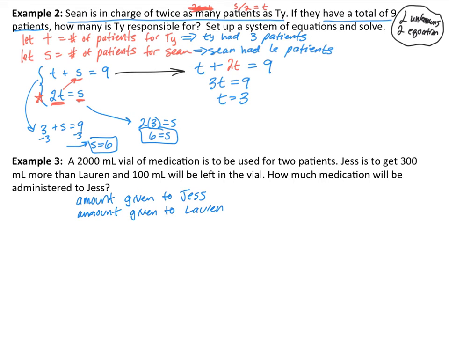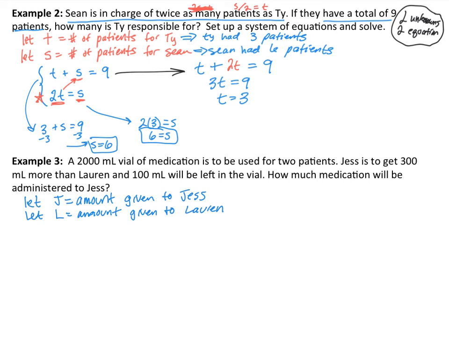And since these are the 2 quantities I don't know, I'm looking for, I'm going to need variables. If I were to introduce or describe these quantities into any equation, I'm going to need a placeholder. I'm going to need a variable to represent these quantities. So let's let J equal the amount given to Jess, and let's let L equal the amount given to Lauren.